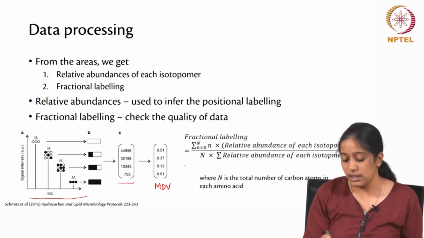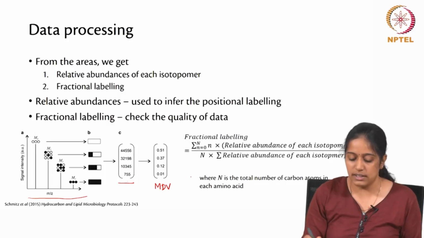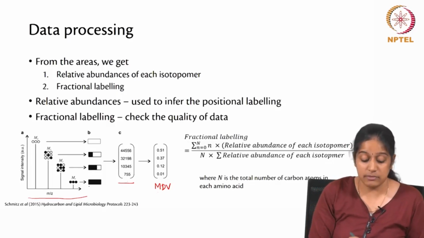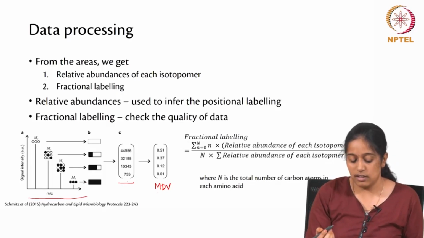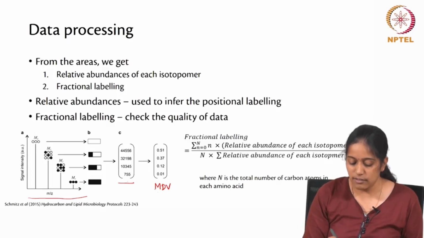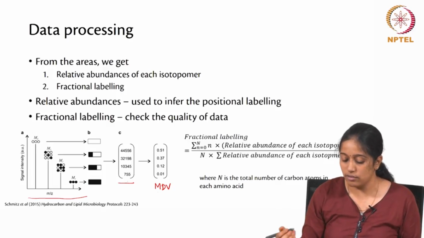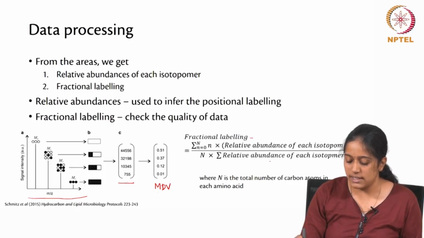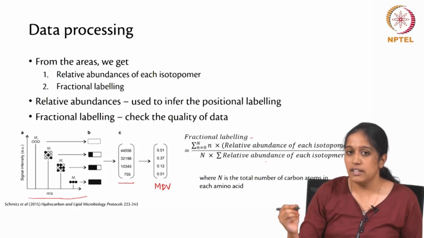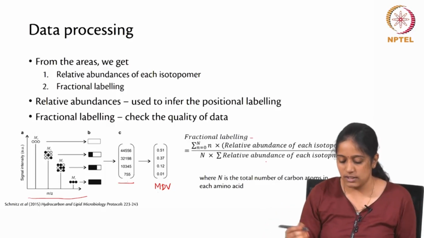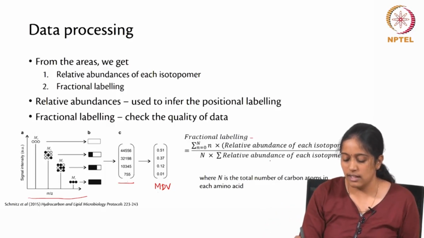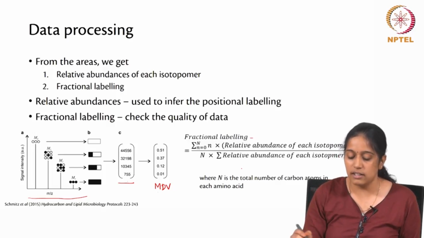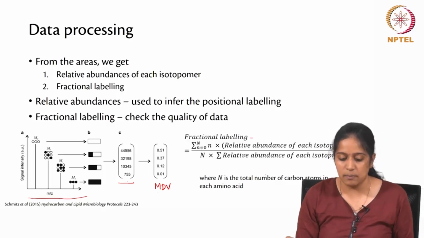So, to get a clearer picture, we would be solving a small example in the upcoming slides, but for now this is your mass distribution vector that you get from the gas chromatogram and the mass spectra, and with this you would go ahead calculating a few other things. The second thing is fractional labeling. Fractional labeling basically tells you about the labels at different positions in a given amino acid. So, the formula is this, and we would again be solving a few examples for you to have a better understanding of what exactly is fractional labeling.